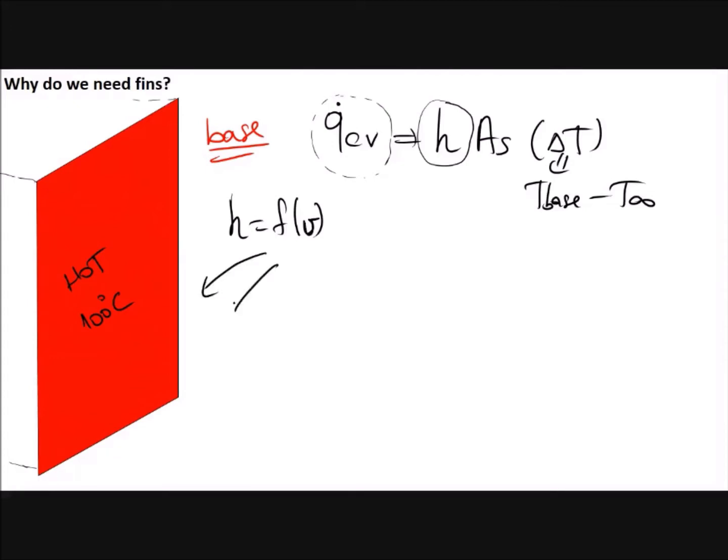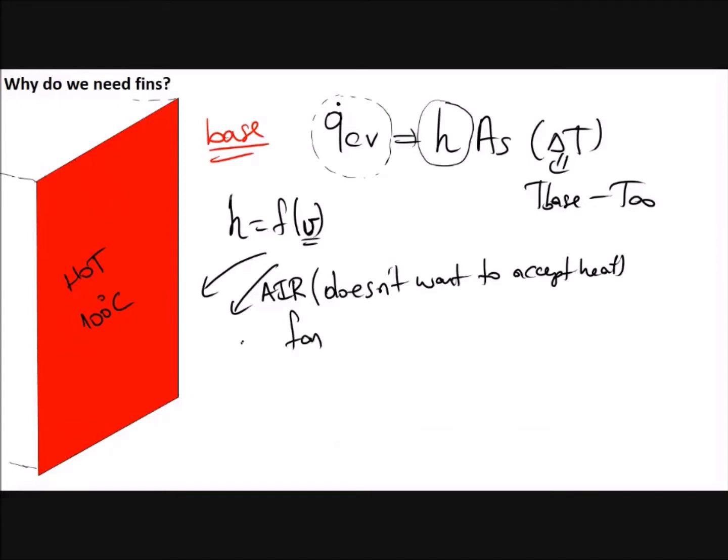So here, let's say it is air. Air has low h. In other words, air doesn't want to accept heat. It has very low h. So to increase the value of h, we should increase the velocity of the air. To increase the velocity of the air, you should use some means, for example, a fan. This is one option to increase the value of h. Another option we will leave to the last part because that is our topic.